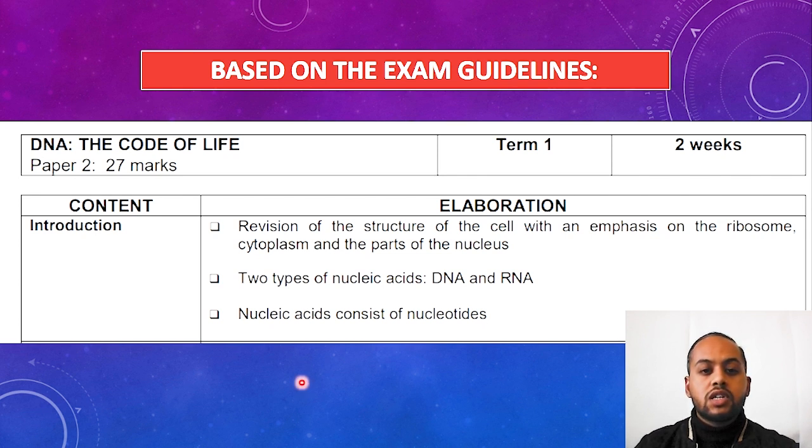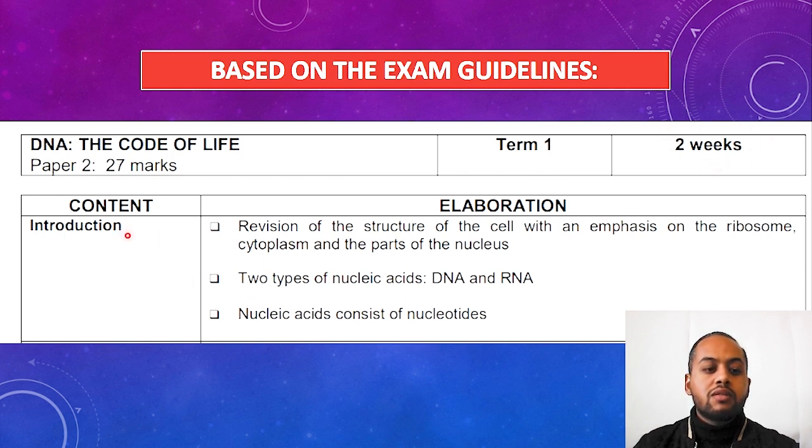So in today's video, we'll be doing the introduction to DNA, and firstly you will notice that it says DNA, the code of life. This topic is going to come out in paper 2 of your exams, and it's going to roughly be about 27 marks. It's generally covered in term 1, and it's normally covered over a period of 2 weeks.